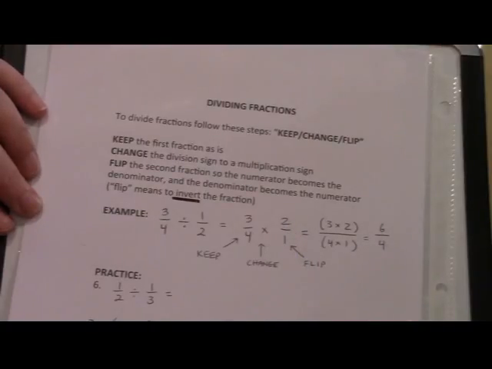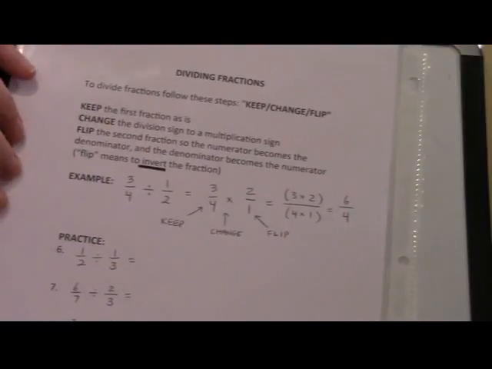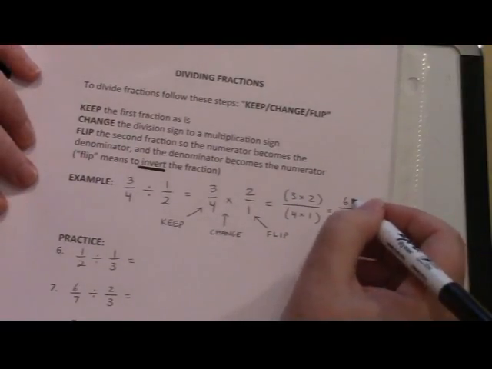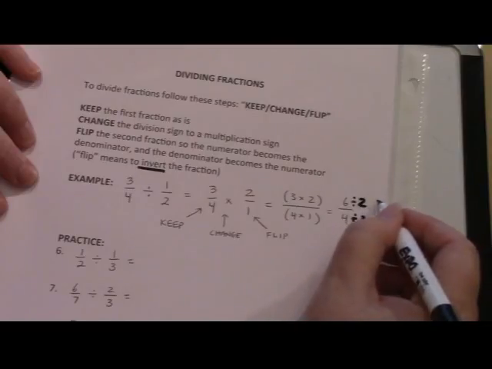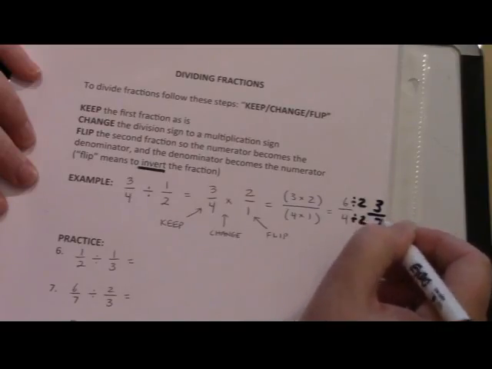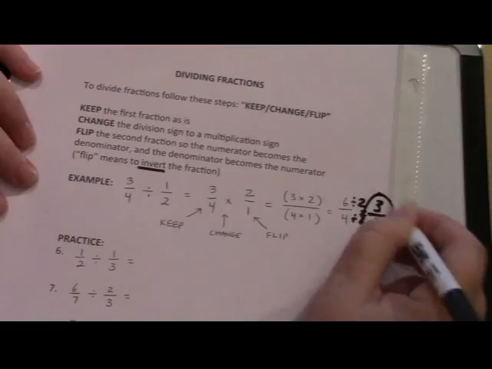Then what do we do? We simply multiply, which we just reviewed a few minutes before this. Multiply across the top. 3 times 2 is 6. 4 times 1 is 4. And then as always we check, can this be reduced? And it can. If we divide each of these by 2, we get 3/2. Time to practice. Keep, change, flip.